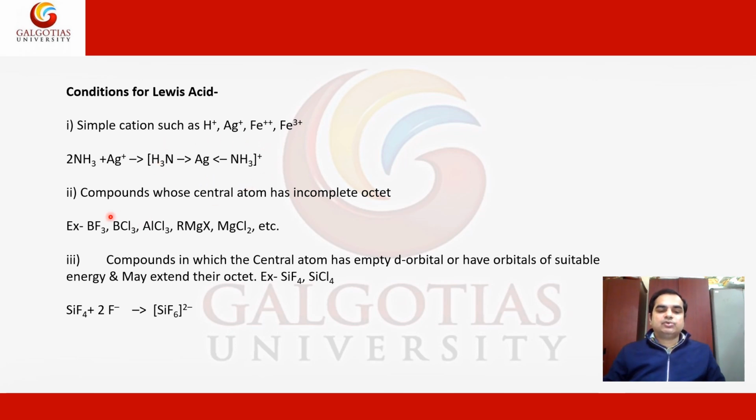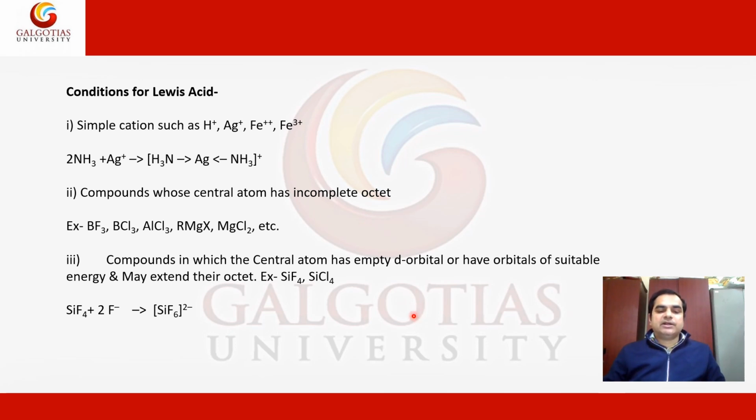Similarly, compounds whose central atom has an incomplete octet can also act as a Lewis acid, as we have species such as BF3, BCl3, AlCl3, BeCl2. So these are the species in which we have an incomplete octet. That's why they can also behave as a Lewis acid.